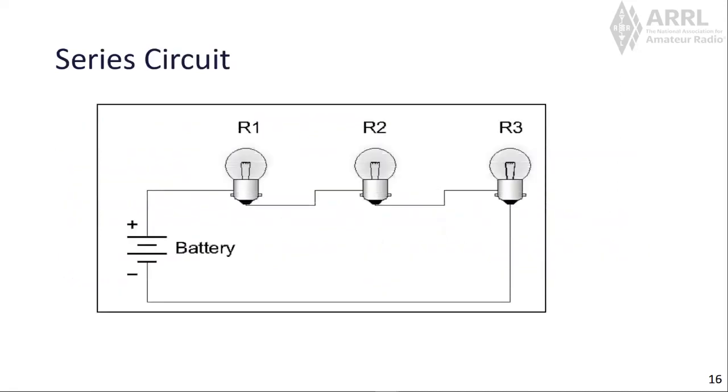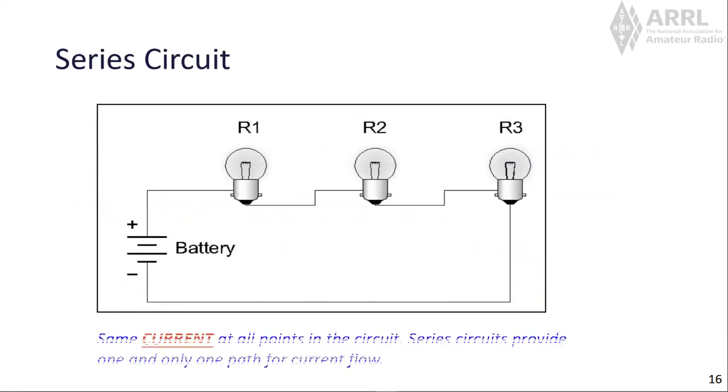Series circuit. Here we see a simple circuit. You have a battery and 3 light bulbs, R1, R2, and R3. We're calling them R because each light bulb is a resistance. Any current that flows into bulb number 1 is also going to flow into bulb number 2. You have no other route available. Any electron that goes into R1 is going to go into R3.